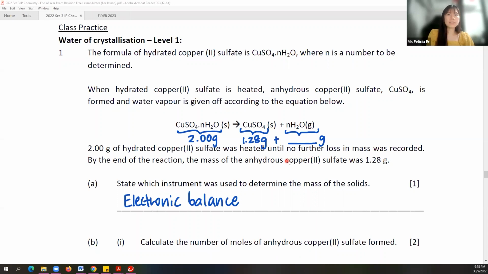Then B part 1, calculate the number of moles of anhydrous copper 2 sulfate formed. Anhydrous means the no water one. That means what they are asking is this one over here. So you can calculate, right? Can you do it on your own? It's very simple. Anhydrous is the one that is dry, so it's very easy. Just one step to get the answer. Do it now.